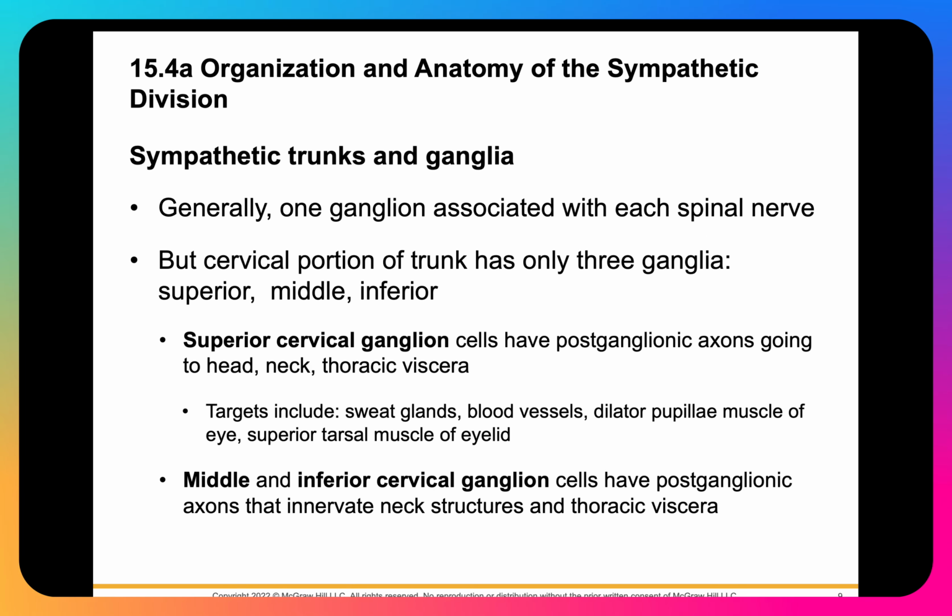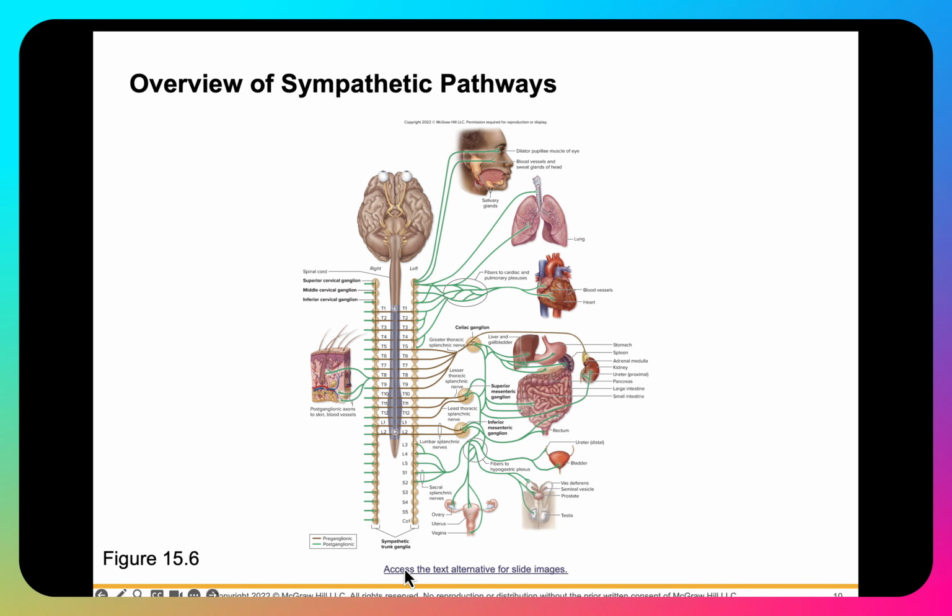Now, when we look at some additional organization of the sympathetic nervous system, generally only one ganglion will be associated with each spinal nerve. But when we look at the cervical portion of the trunk, only 3 ganglia, superior, middle, inferior, and then we'll actually look at the role of these. Now here we can actually see an overview of the sympathetic pathways, and notice this concept of mass activation. So once again, the ability to activate multiple organs, and this goes back to the nature of the lower motor sympathetic neuron.